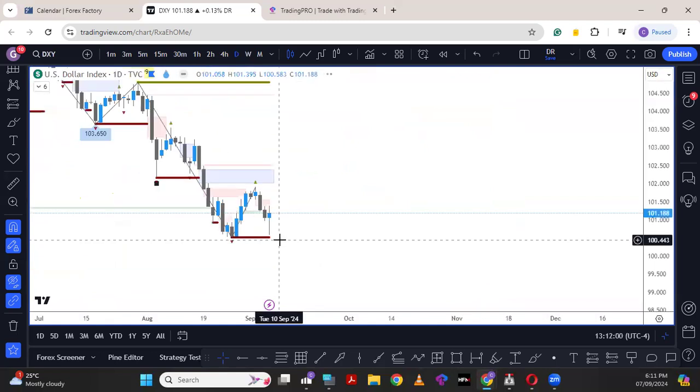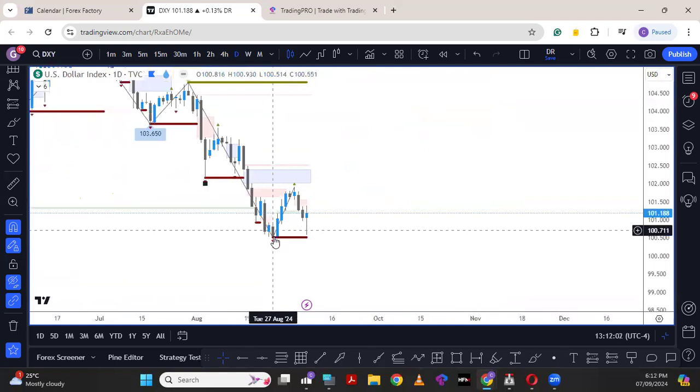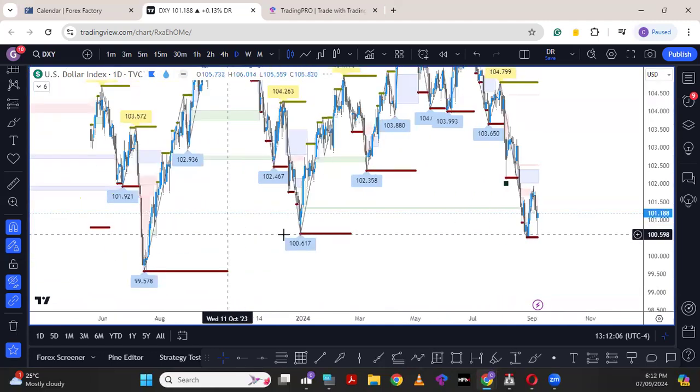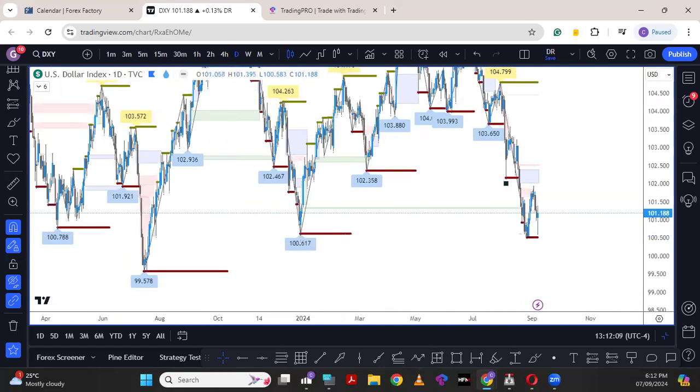So we have a rejection there on the weekly. Going into the daily, it becomes clearer. This other block is in play, this other block and this low here, as where price is in play.